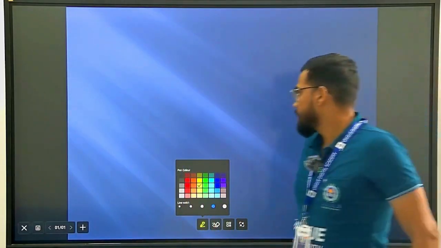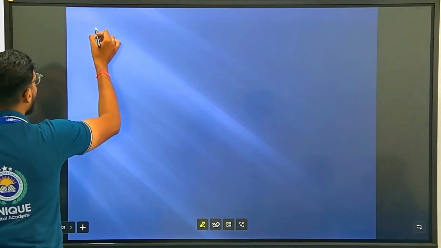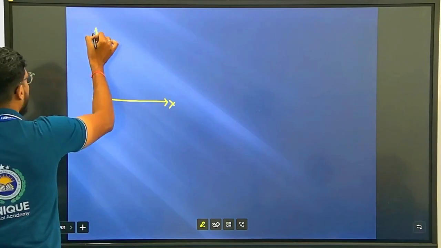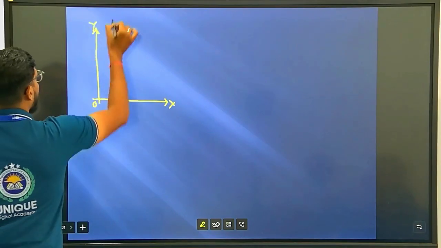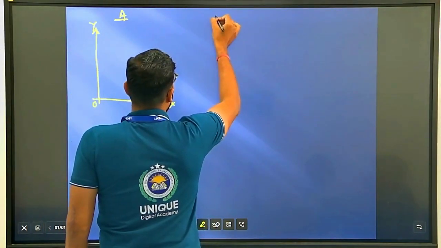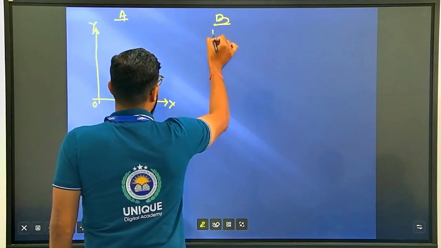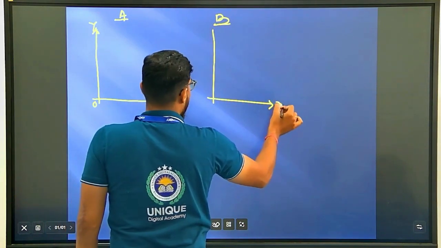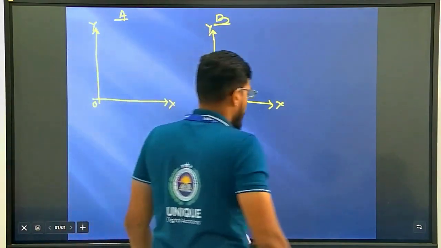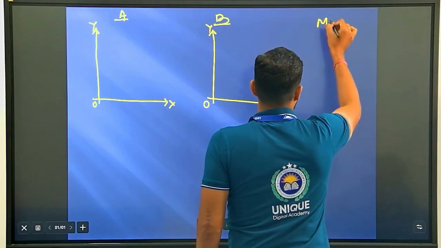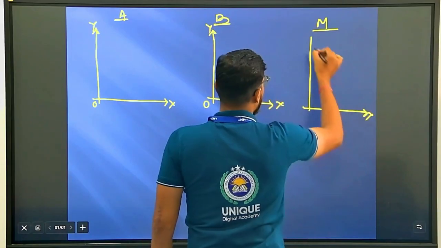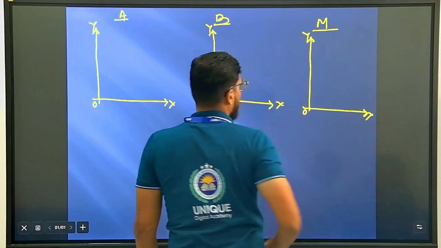So, our assumption is that there are two individuals, one is individual A and another one is individual B. Individual A, another individual B. Next, market demand.